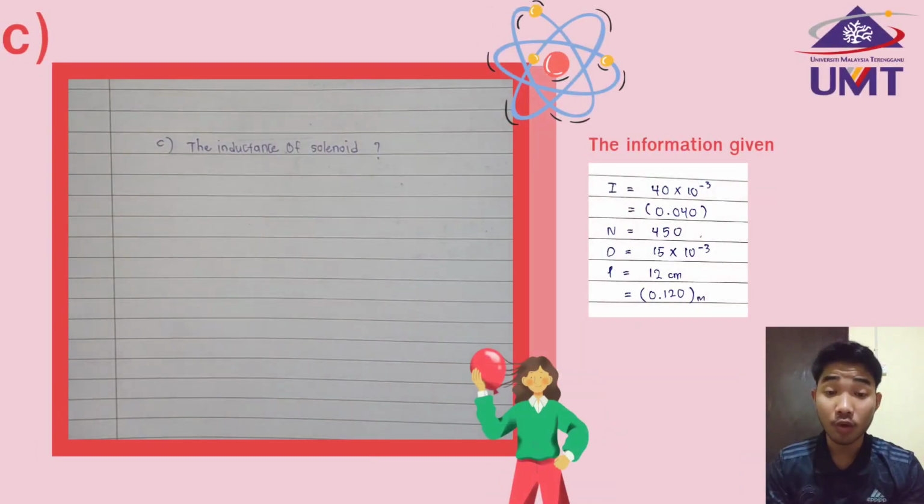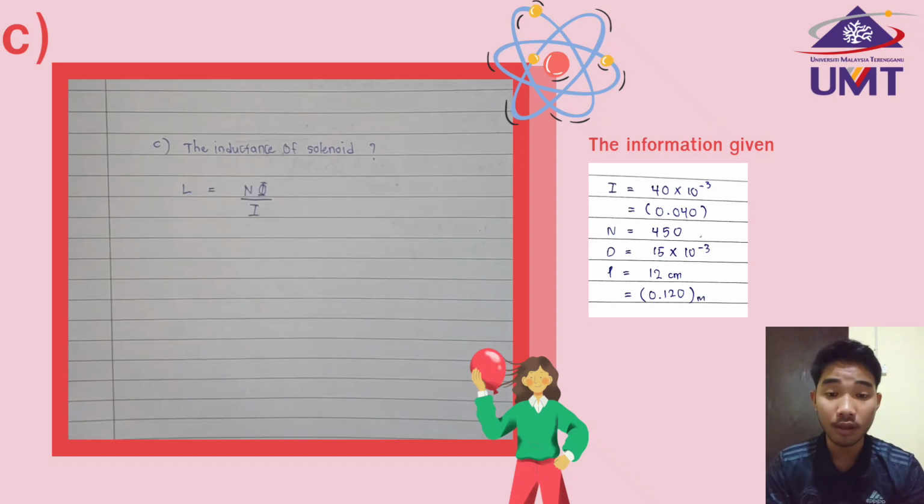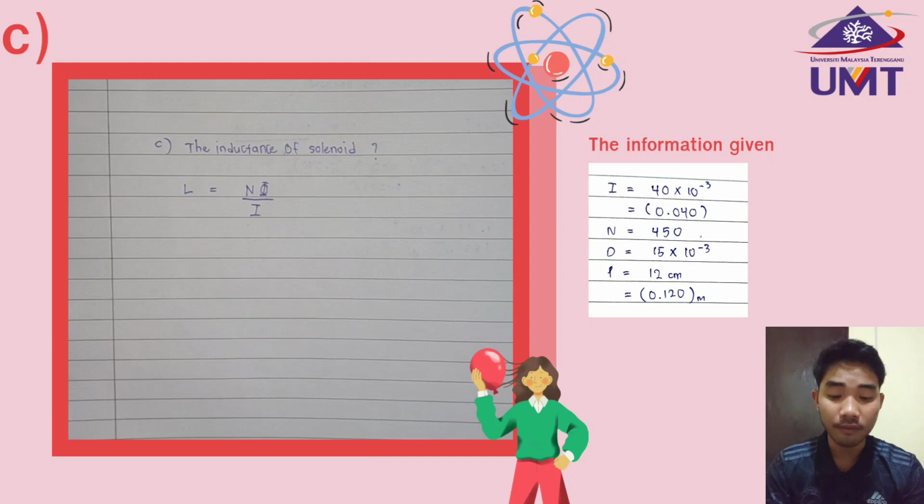Okay, we move to question C. Calculate the inductance of the solenoid. Firstly, the symbol of the inductance is capital letter L. To find the inductance of the solenoid, we have the formula L equals N phi divided by I, where N is the number of turns of the coil, phi is the magnetic flux, and I is the current.